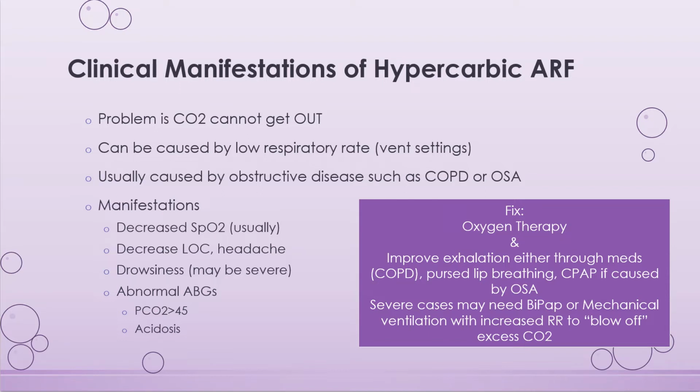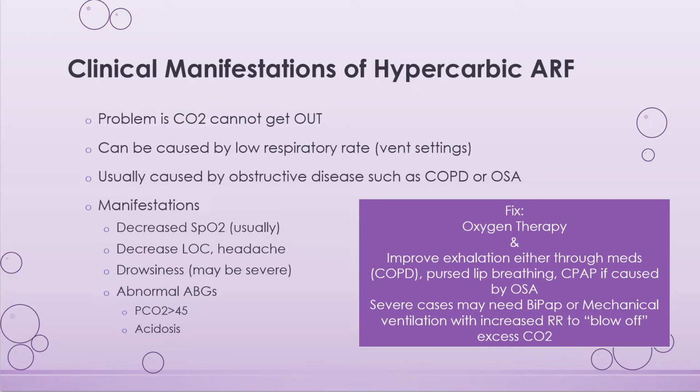Manifestations. If we have acute respiratory failure, usually we'll have a decreased SpO2, a decreased level of consciousness or a headache, drowsiness. The higher your CO2 level goes, the more likely you're going to have a change in level of consciousness. So drowsiness may be severe, or they may even be unresponsive. And abnormal ABGs. So we're going to have hypercarbic, so we're going to have a high CO2 level, so it's going to be greater than 45. And that's usually accompanied by an acidosis, all right?